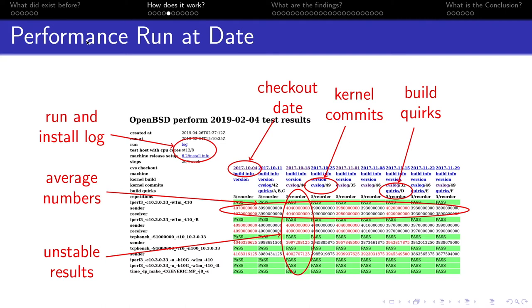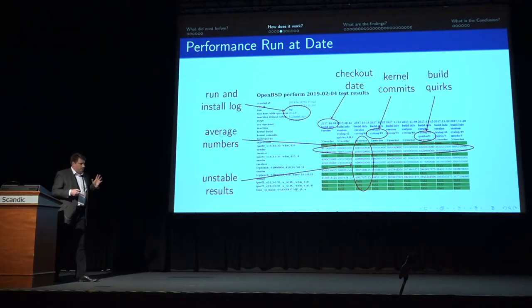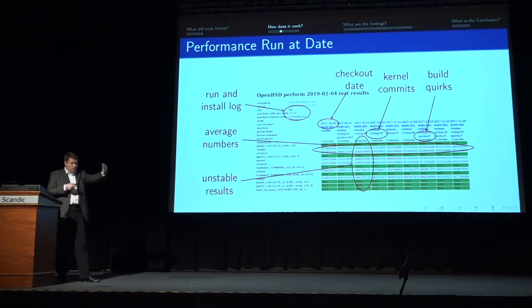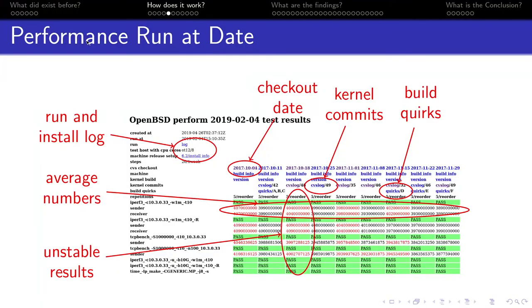And also, I have to do some build quirks. I'll explain later what that means. So here we have the average number of all the tests. And as I said before, they are jumping up and down, and I made them red. And those numbers are not consistent. So if they change a lot in each test run, I mark it here. And what I also find is that I have very unstable results. So in this column, everything is bad for some reason.